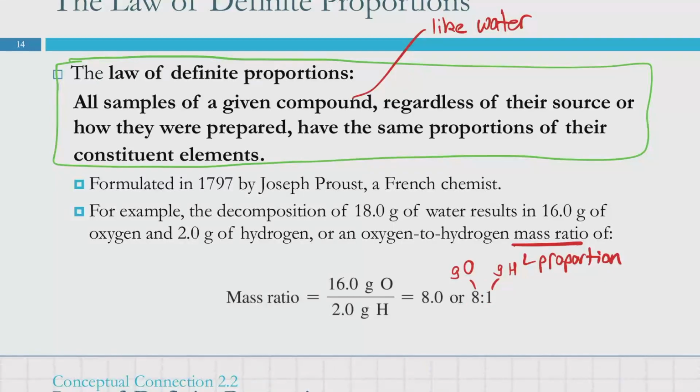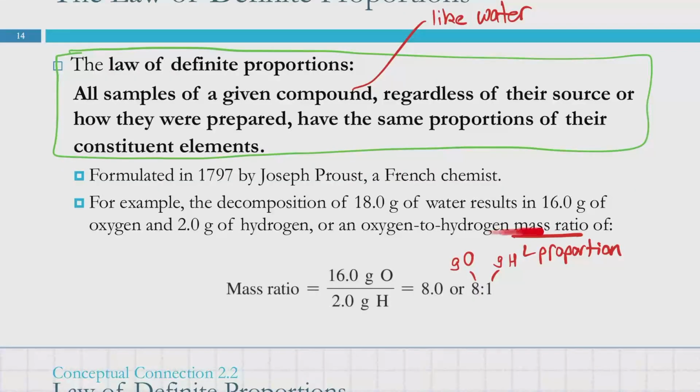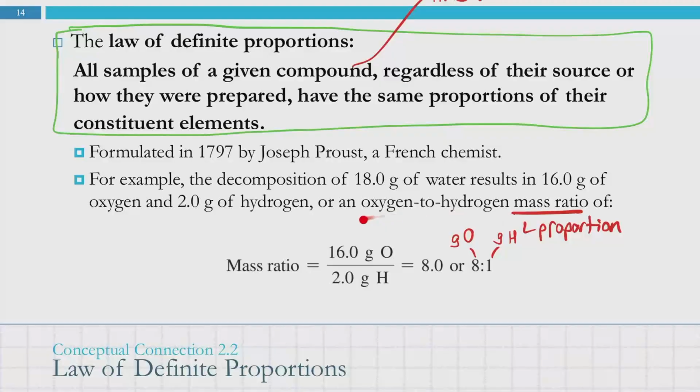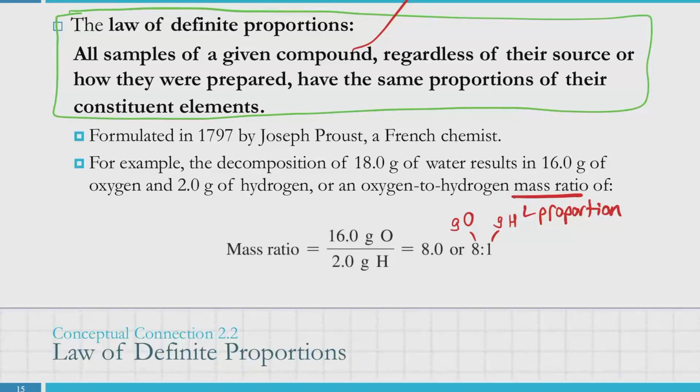You can also do it with multiple, so we could have 3 or 4 elements, and we could come up with a mass ratio for them. We could also flip it, and then it would be the hydrogen to oxygen, and it would be 1:8 instead of 8:1. Just stuff that we can do. Might show up in a problem on the exam.